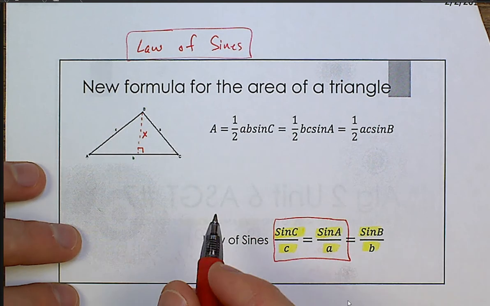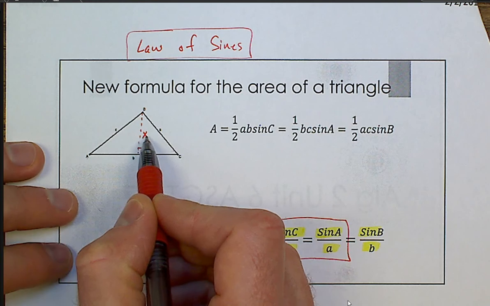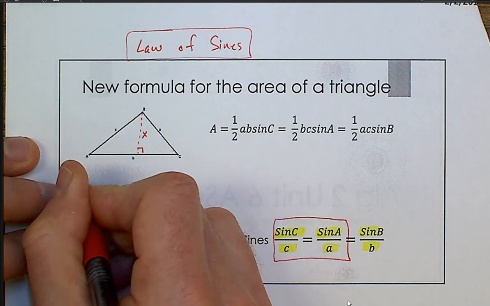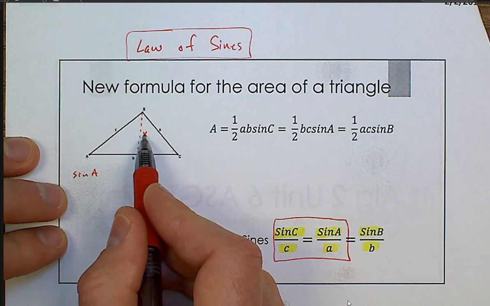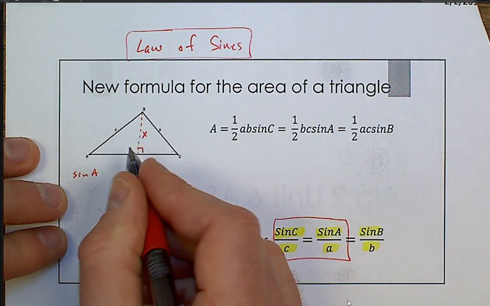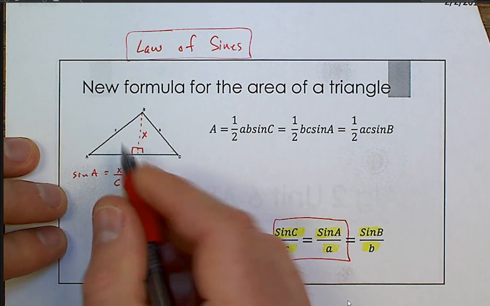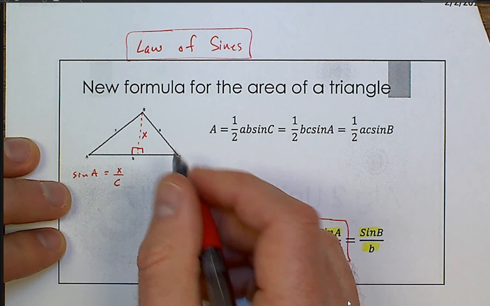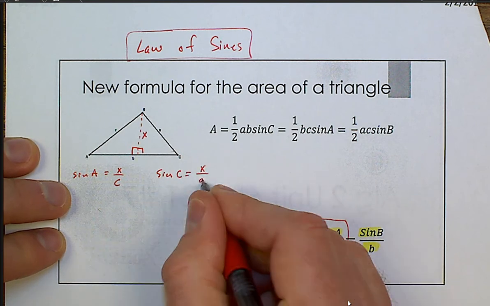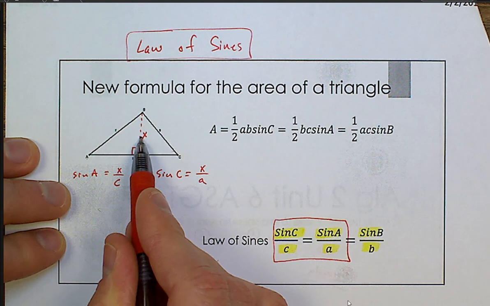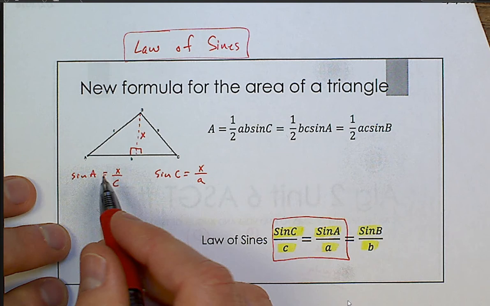If I wanted to find or express the sine of A, what would the sine of A be? Opposite over the hypotenuse. If this is 90, then this is 90, so it would equal x over c for this triangle right here. If I wanted to express C, the sine of C would equal x over a, opposite x over hypotenuse a. Now, I'm going to solve both of these for x.